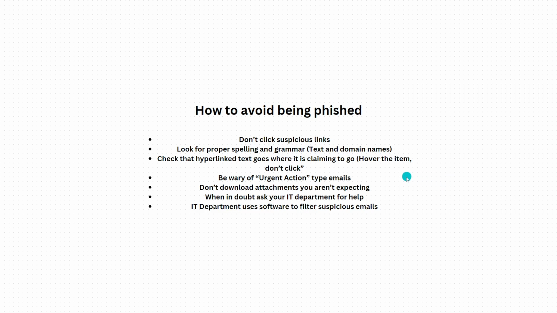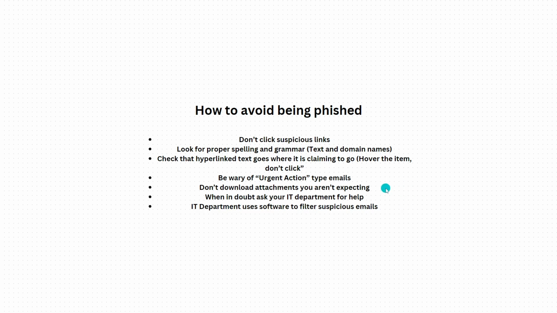Another thing to be wary of is the urgent action type emails. So, for example, if something's claiming to be from your IT department saying urgent, urgent, your password's about to expire, your account's going to be locked out, all your work's going to be deleted. Things that would not really happen in real life. Things that are trying to get you to take action immediately rather than take slower action. Those are generally phishing scams.